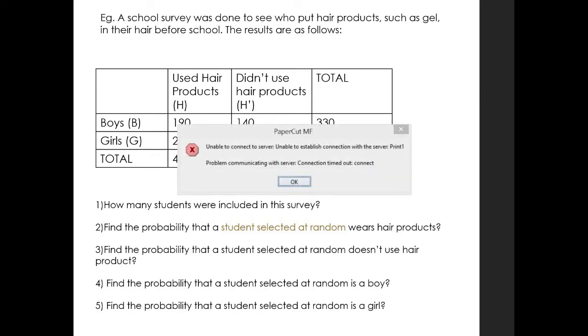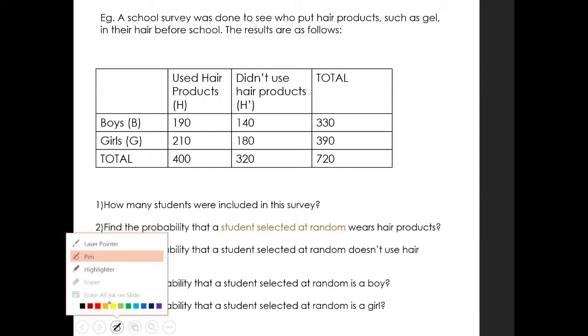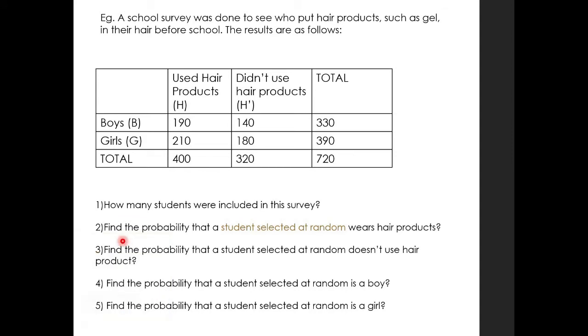Brylcreem, in their hair before school, and the results are as follows, right? Now the first thing you do whenever you get a two-way table of counts is familiarize yourself with the table. So firstly, familiarize yourself with this number. This number is all the students who took part in the survey.